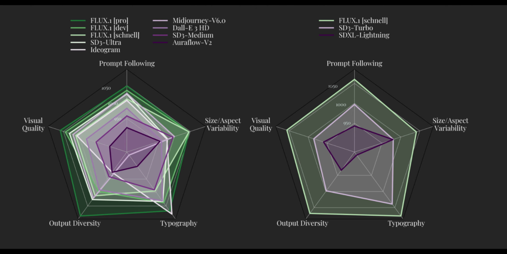As you can see in the chart, the Flux models are compared against various other AI models to highlight their capabilities in multiple dimensions of generative art. This chart demonstrates where Flux stands in relation to competitors like Midjourney V6, DALL-E, SD3, and others, especially focusing on aspects like visual quality, size variability, output diversity, typography, and prompt following.